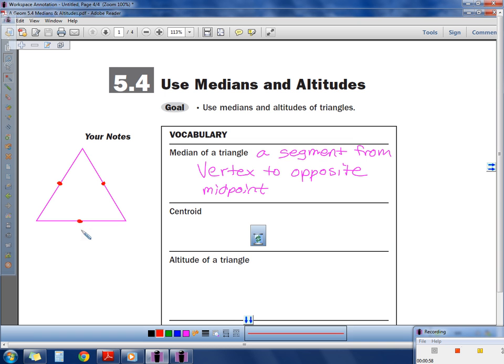Is that enough information to prove we have midpoints? No, we need our segments, our tick marks on our segments. So step 1, once again, midpoints. Step 2, I draw a segment from the vertex to the opposite midpoint.